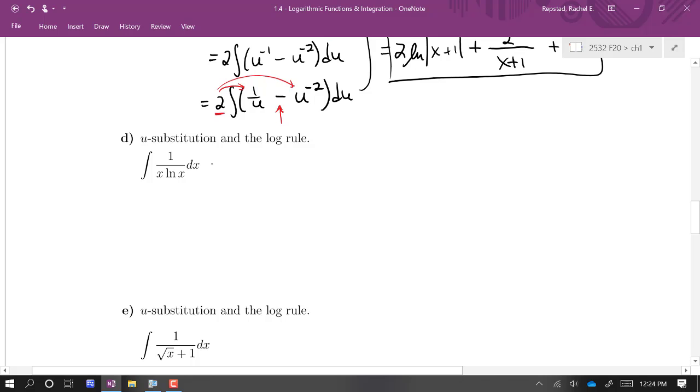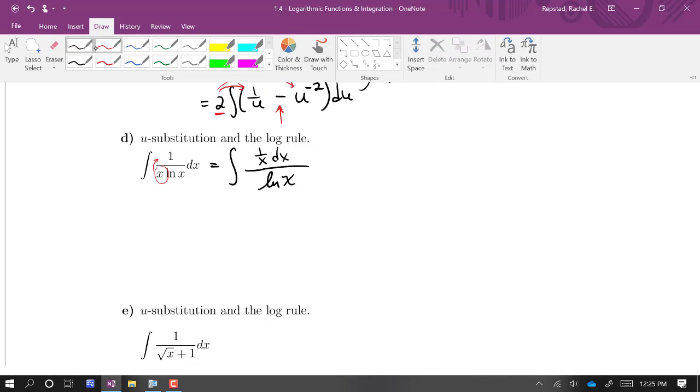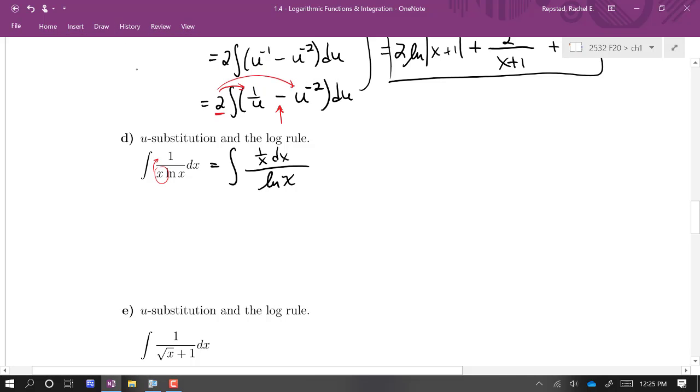So I'm going to rewrite this in what's going to seem like an awkward way algebraically, but it's going to help us. So instead of 1 over x ln x, I'm going to bring this factor of x up and write it as a 1 over x up top. So I've got 1 over x dx up top over ln x. And you might already see what substitution we're going to make and how it's going to work out.